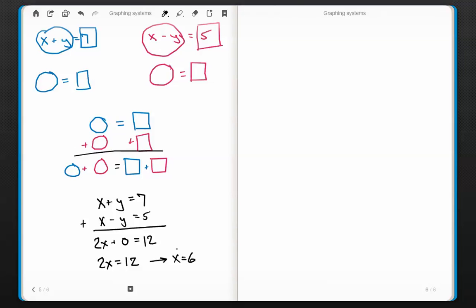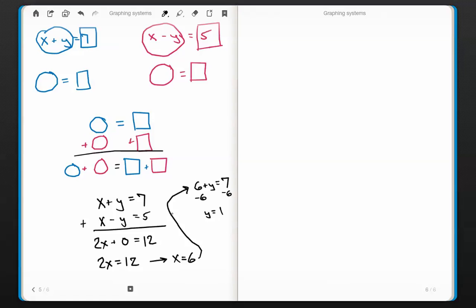And if x equals 6, I'll have to go up here. Sorry, this is going to be kind of a wasteful step, but for the sake of saving computer paper, if x equals 6, I can say that 6 plus y equals 7. So I can subtract 6 from both sides. Now this goes away. So y equals 7 minus 6, which is 1.